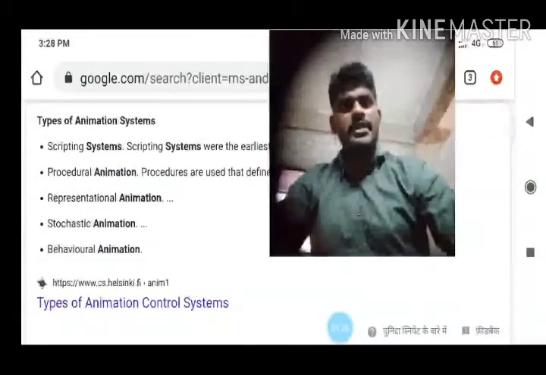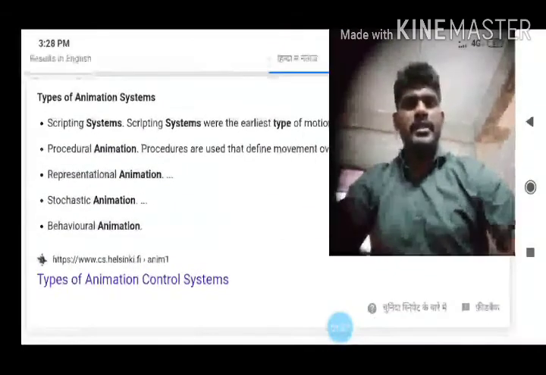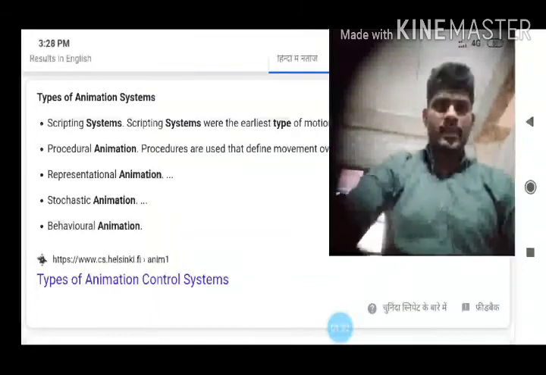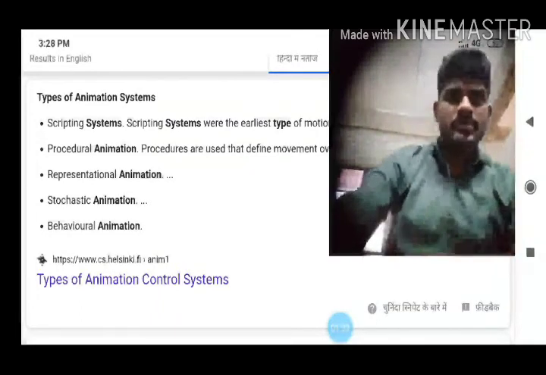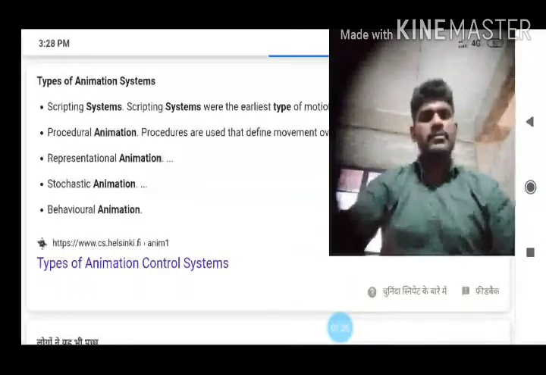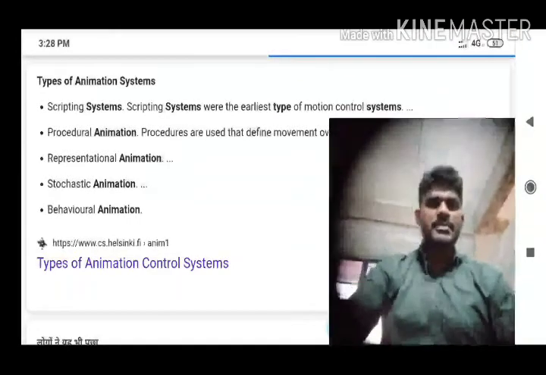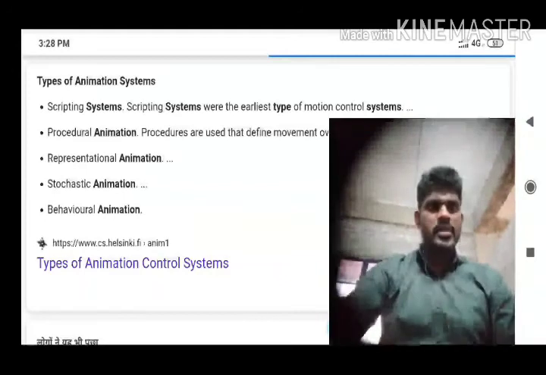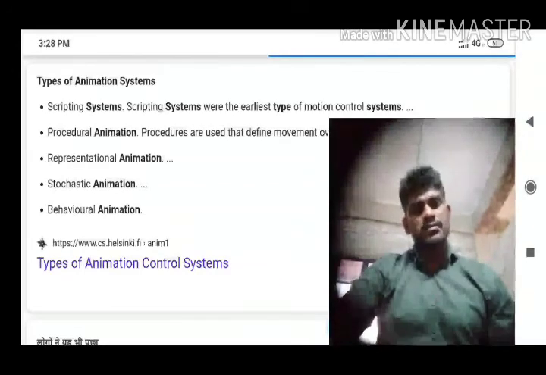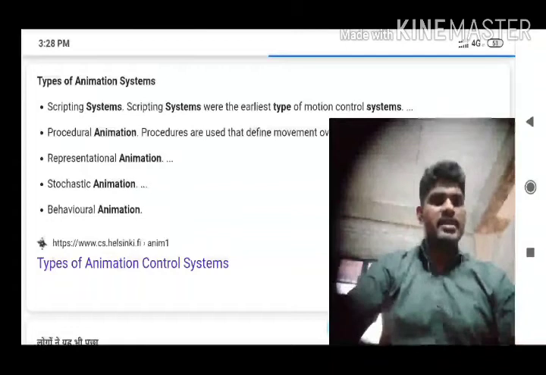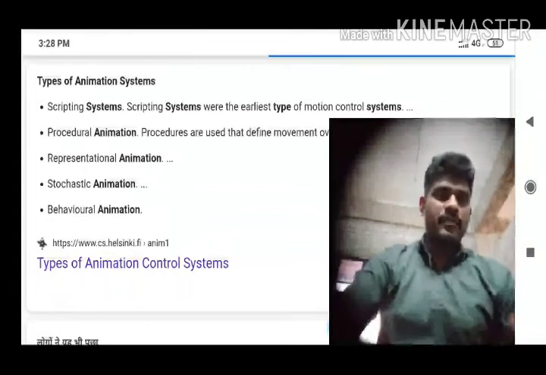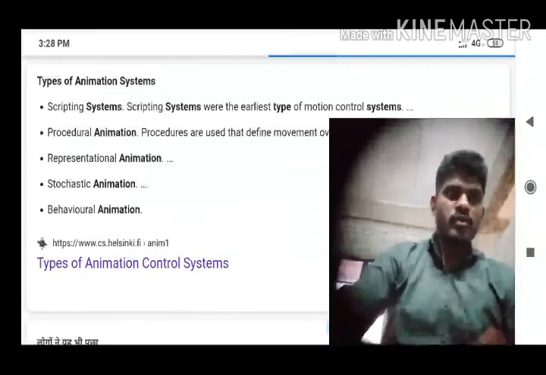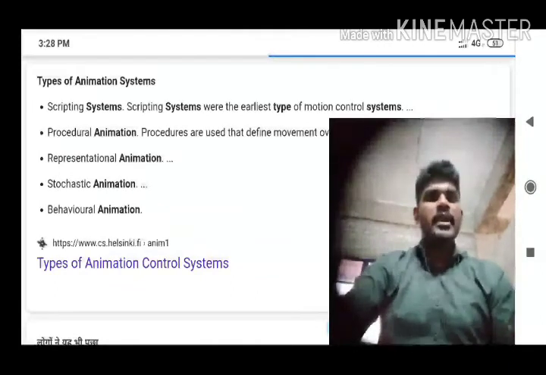Types of animation systems. Look at the side heading here, on the screen. First one is the scripting system. What is the scripting system? Scripting system is an earlier system, one of the control systems that were used in animation earlier.